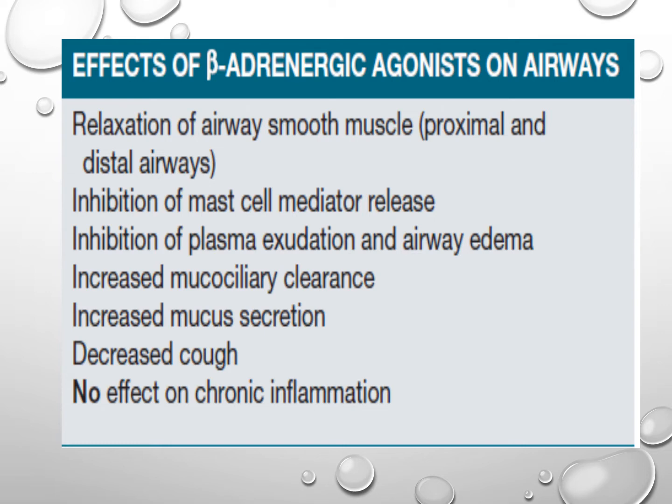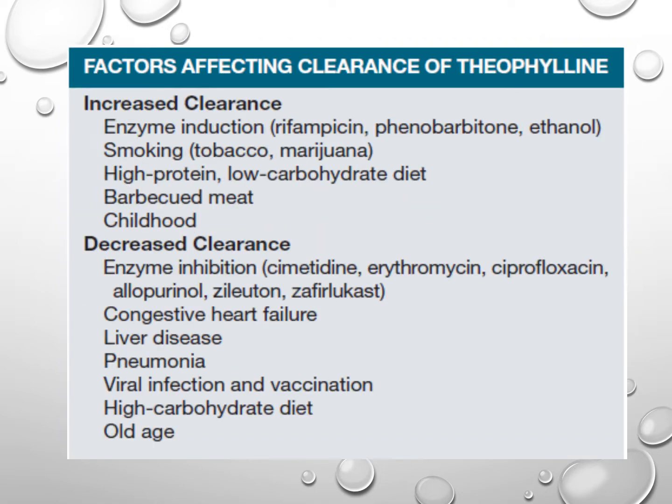Effects of beta-adrenergic agonists on airways: relaxation of airway smooth muscle, proximal and distal airways, inhibition of mast cell mediator release, inhibition of plasma exudation and airway edema, increased mucociliary clearance, increased mucus secretion, decreased cough, no effects on chronic inflammation. Now factors affecting clearance of theophylline.